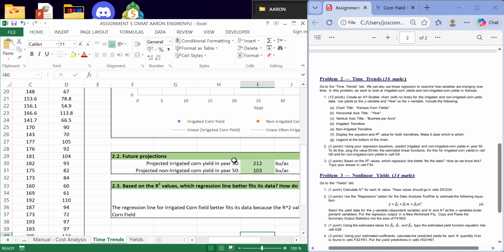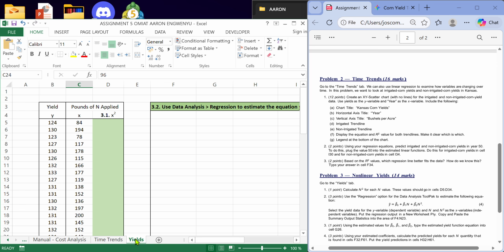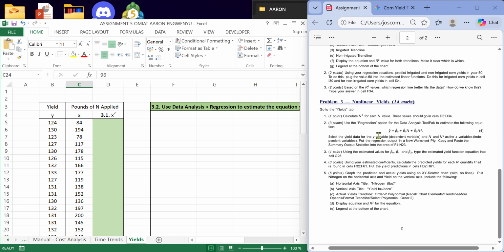And we are done with that. Control S, save. Next. Now we are going to the nonlinear yields, problem 3.